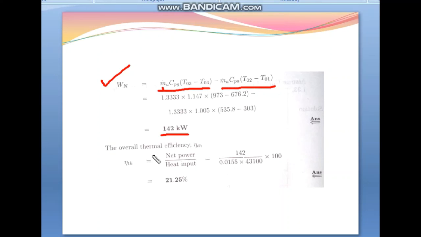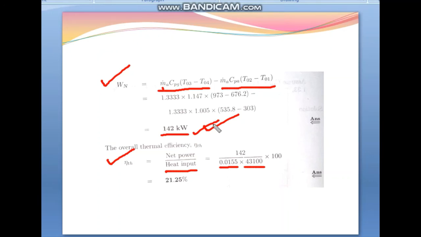Now the overall thermal efficiency, that is the net power by heat input. So the net power that we have already calculated, that is 142 kilowatt, divided by 0.0155, the mass flow rate of fuel that we have already calculated, into the CV, the calorific value of fuel, 43.1 megajoule per kg, into 100. Again, 142 is the net work.